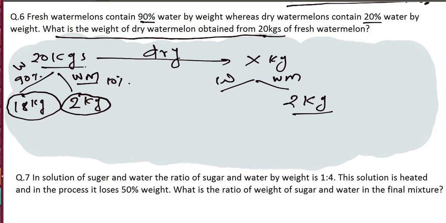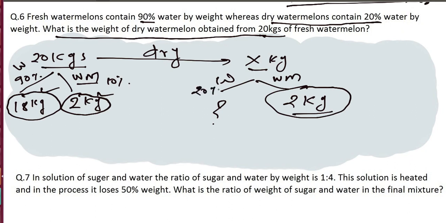We are drying this 20 kg of fresh watermelon. When we dry this, only water will be evaporated from this 20 kgs, not the solid part. So the solid part will remain as it is in the dried watermelon also. Now what is this? We don't know, right? But we certainly know this 2 kg is 80% of x, because it is given in the question, dry watermelon contains 20% water by weight, right? That means water is 20%, so the solid part must be 80%, right? So this solid part is 80% of x.